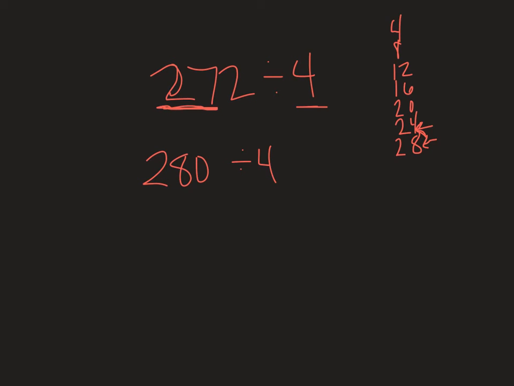Okay, do you see how I did that? I want to pick numbers that are multiples of my divisor. I don't want to just pick something that I think might happen to go, like a 200 or 250, right? I have to think about what are multiples of 4. Okay, so 28 divided by 4 is 7. And then I have my 0 left over, 70. So I can do my wavy equal sign. It is about 70. 272 divided by 4 is about 70.